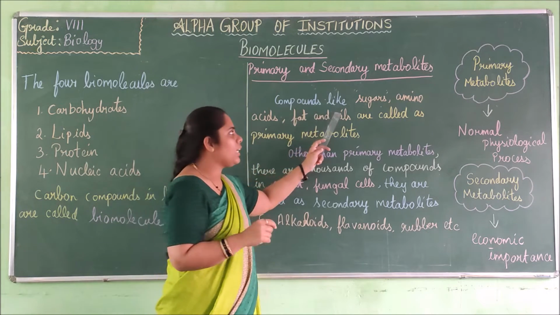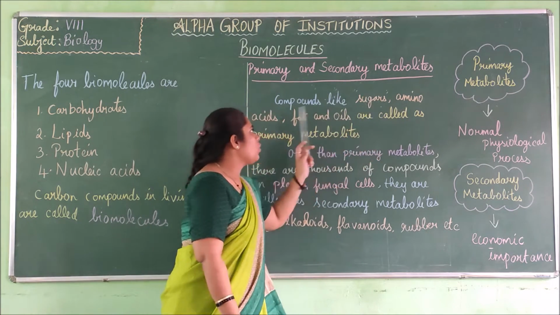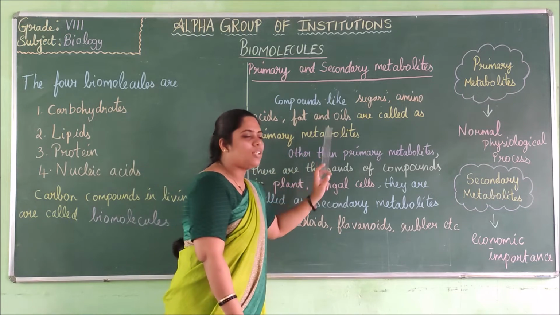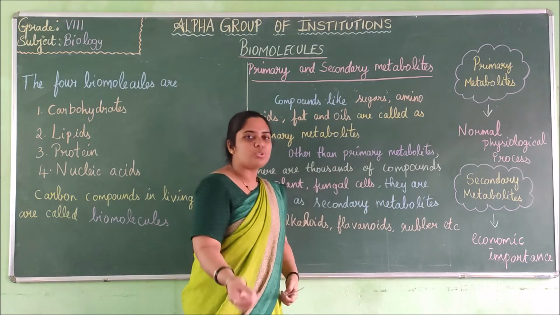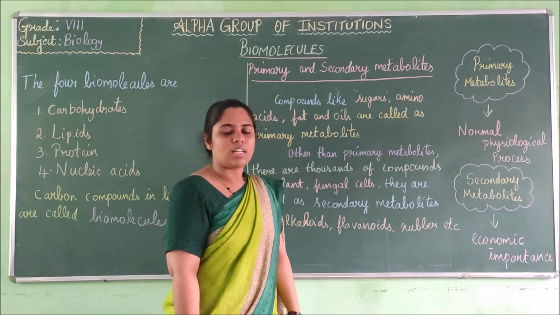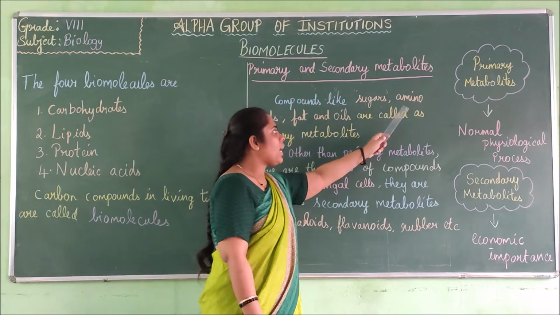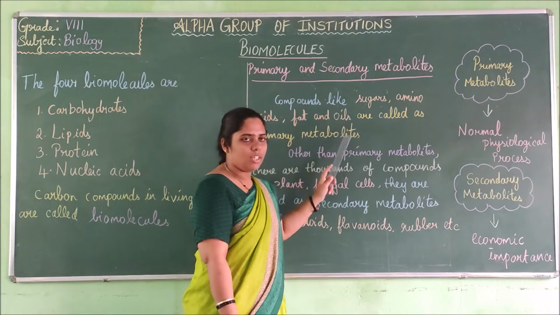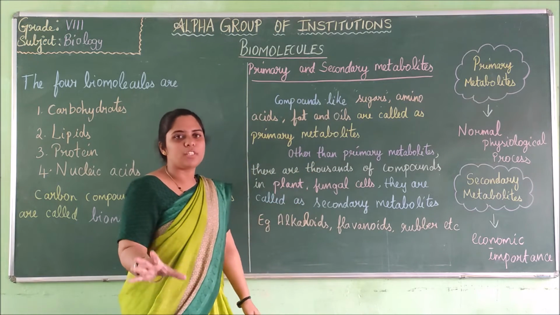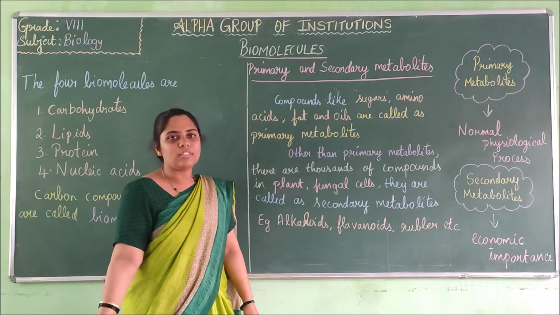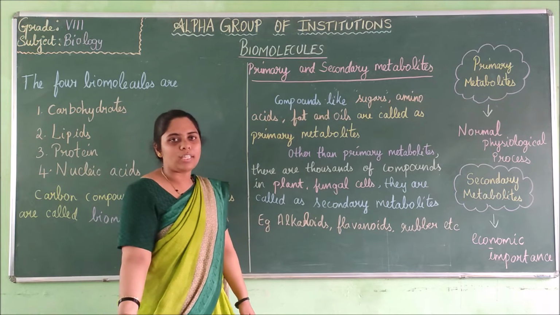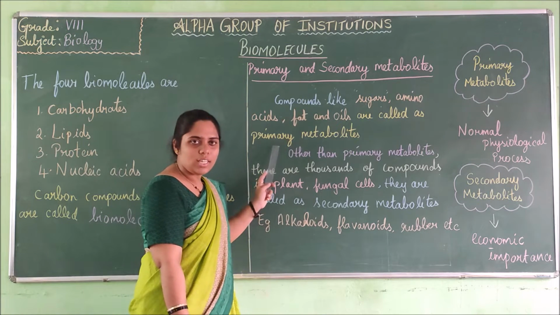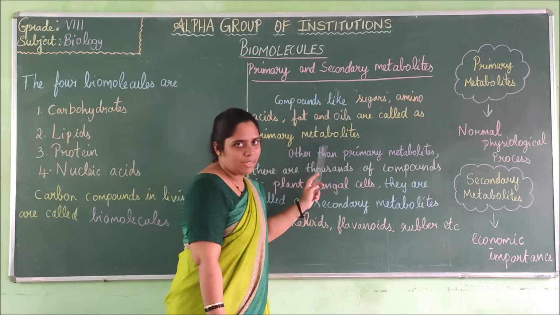So compounds like sugars, amino acids, fats and oils. So I already told you, sugars means the carbohydrate. So that is called as sugars. And amino acids are nothing but the protein. And fat and oil. So all these compounds, if it is present inside the living tissues after any metabolic activity, means they are called as primary metabolites.